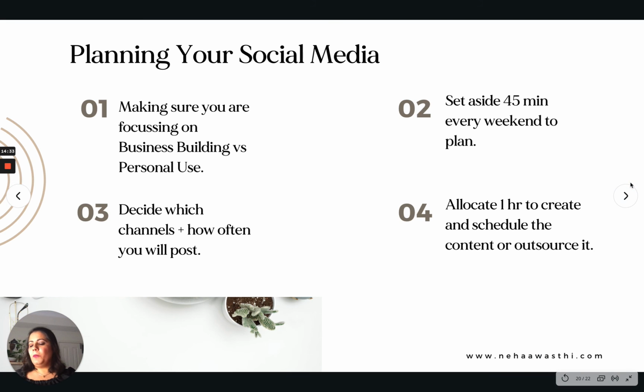Okay, so how you can plan your social media. Planning keeps you focused, and then you don't have to spend hours and hours and get caught up in the weeds. So reverse engineer your content and just decide which channels you will be posting on and when, and then you know what you're doing for the whole week.